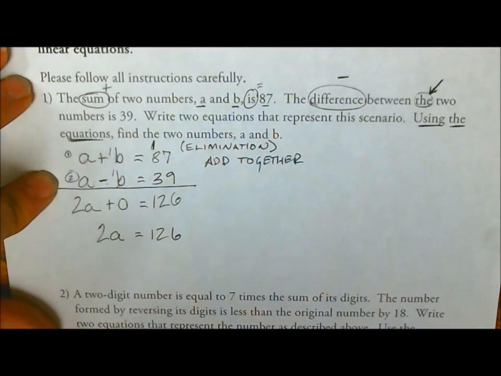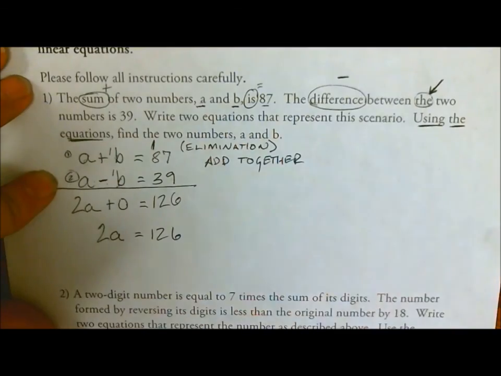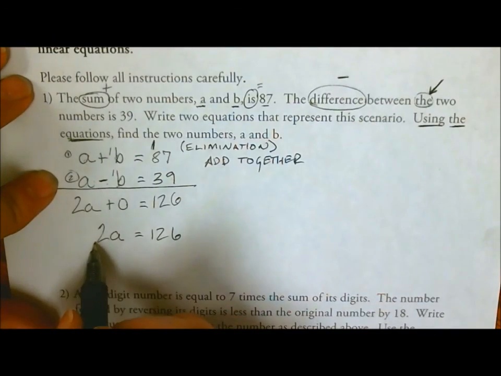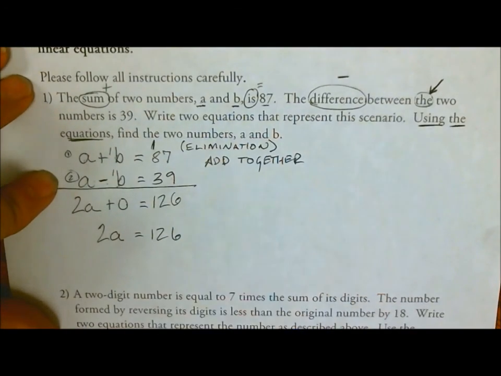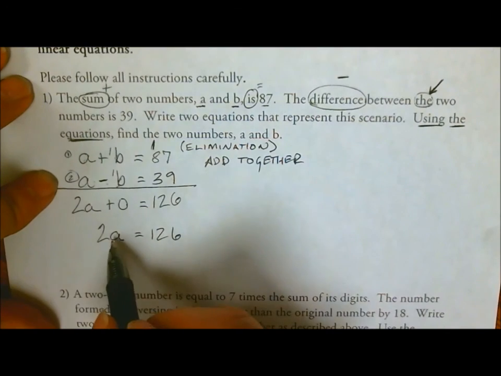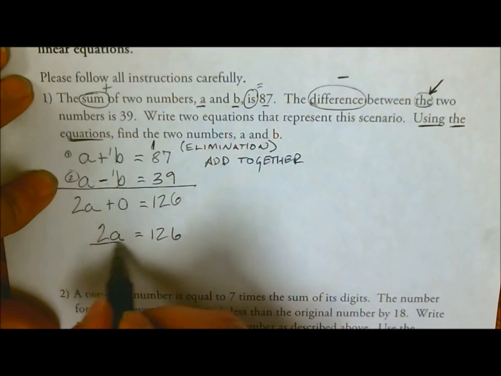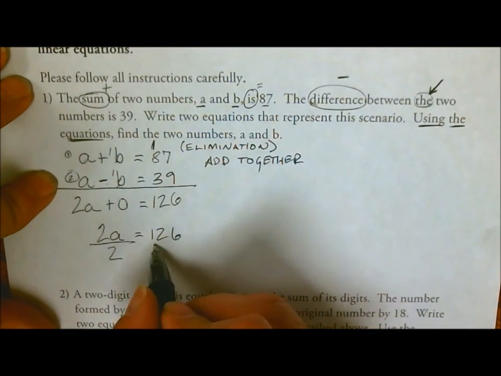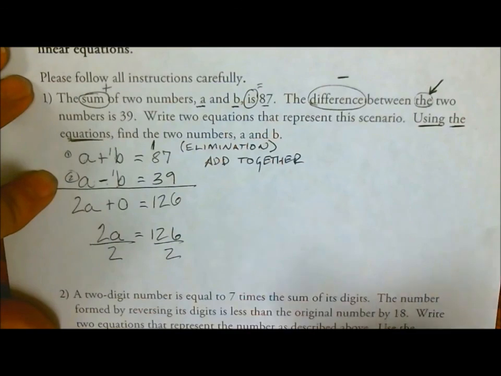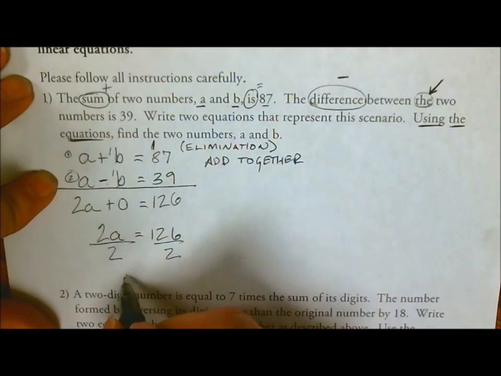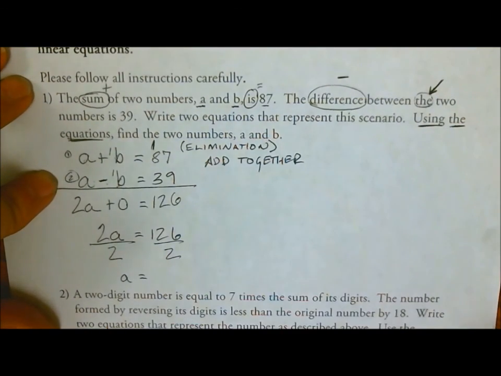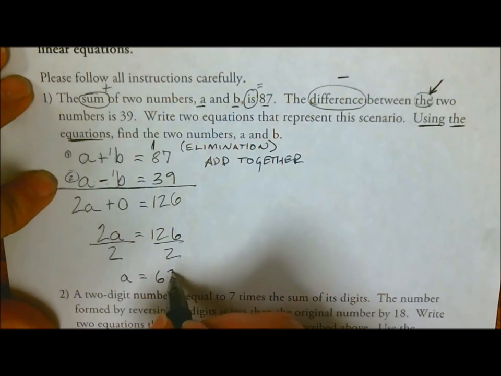Voila. Without needing to really do a lot of thinking about this and guessing numbers and checking numbers and trying to figure out what they are, I'm going to be able to use this equation to spit a number out for A. If 2A's is 126, then 1A is half of 126. Or, if I divide both sides by 2, 126 divided by 2, which means A is equal to 63.